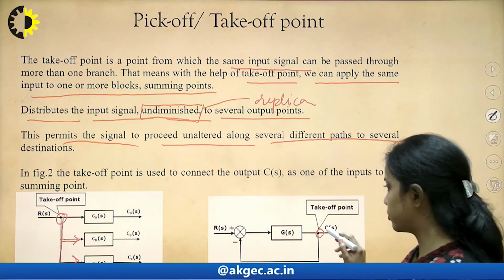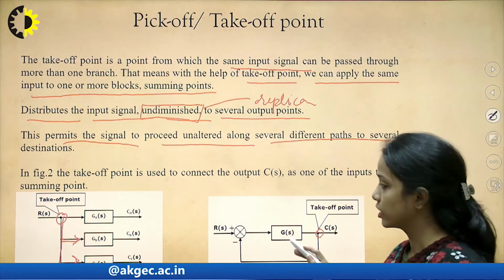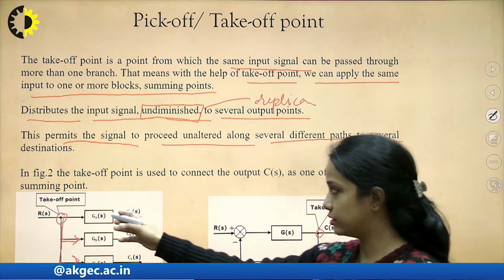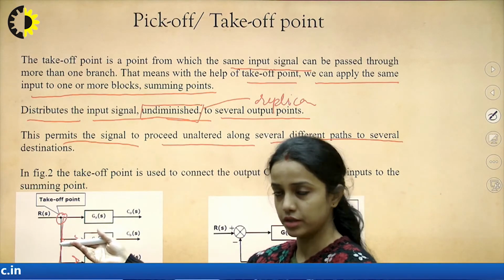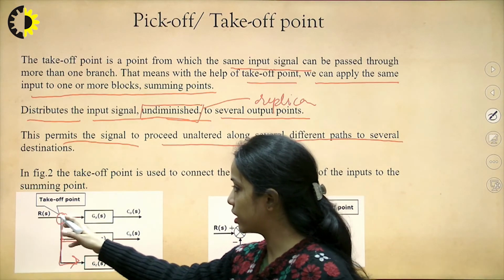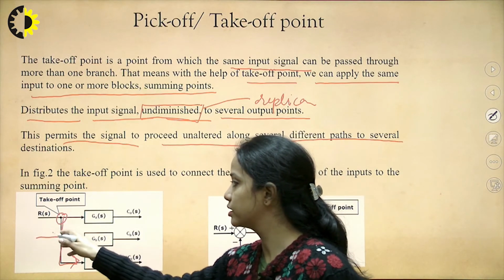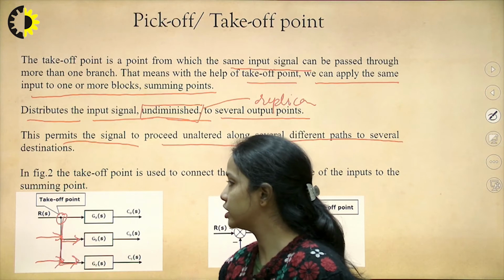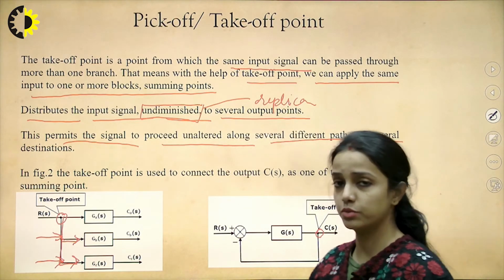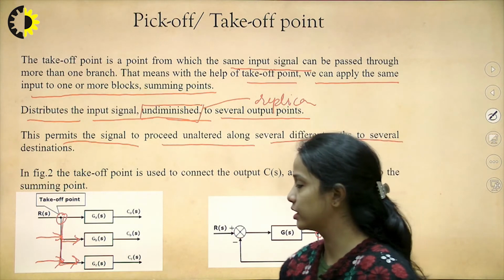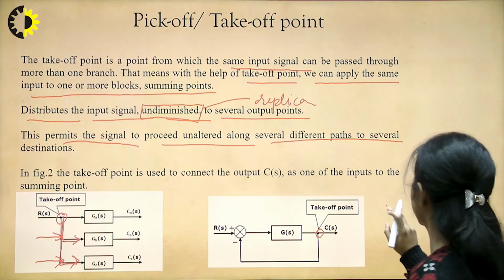So the same output can reach different destinations. Let us assume that we were not having a takeoff point. Then we would need the same input and we would need to give it separately to each of the corresponding branches. But since we have the provision of a takeoff point, we will take a replica and we do not need to give the signal again and again.